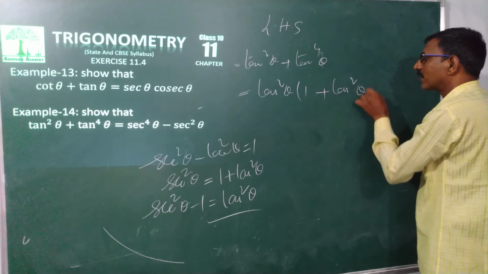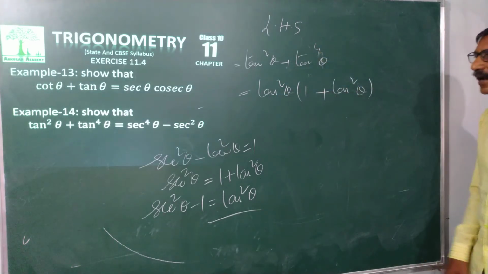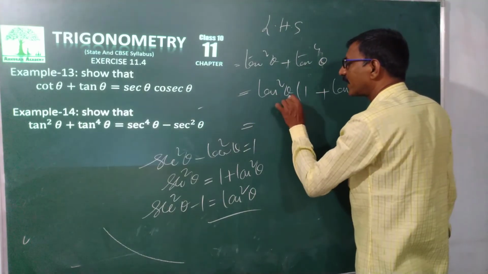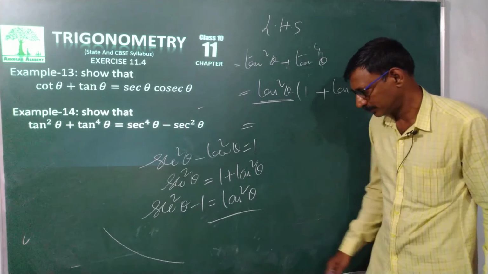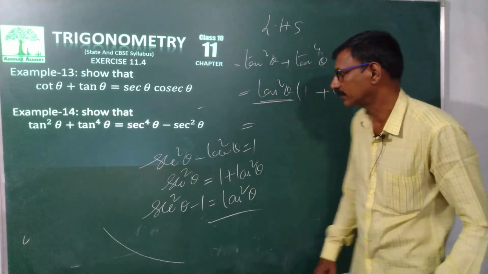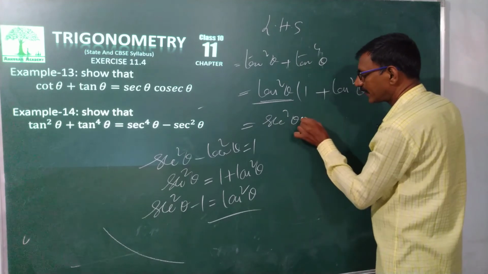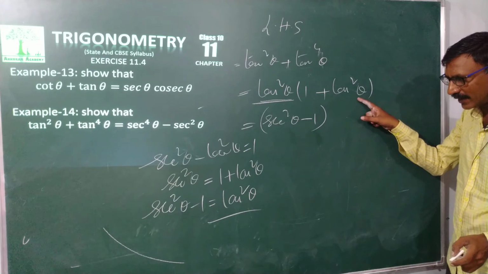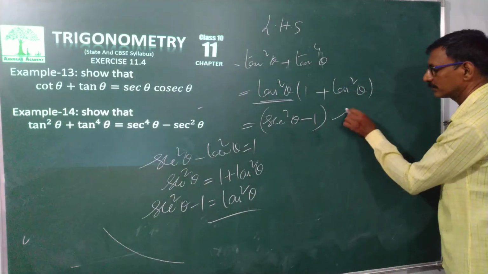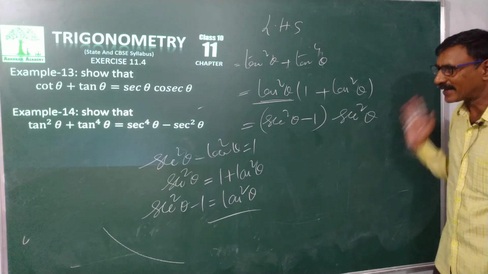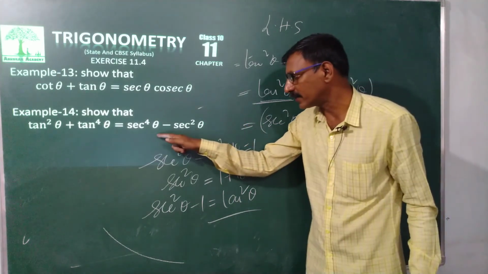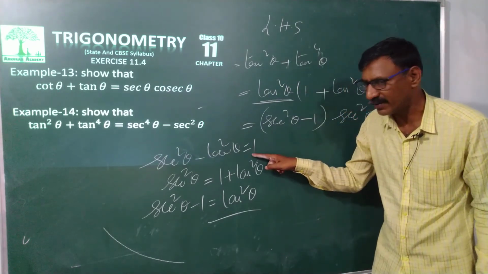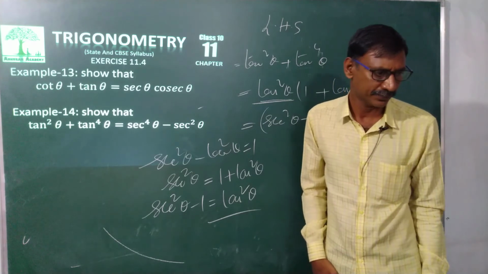Here tan square theta will come because tan square theta into tan square theta gives tan to the power of 4 theta. Now see here. I would like to write tan square theta in terms of secant square theta minus 1. It's clear. Now 1 plus tan square theta is there. I would like to change it into secant square theta, because I need to reach secant theta whole to the power of 4 minus secant square theta. That's the reason this is a very, very important identity to solve this one.